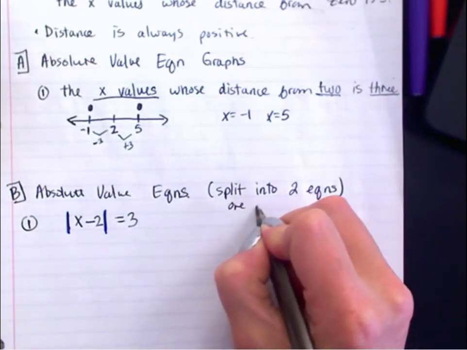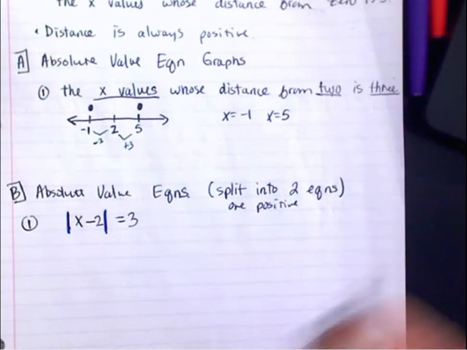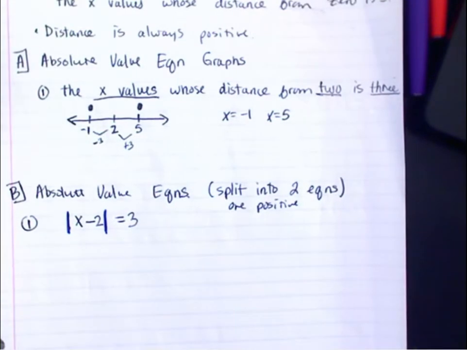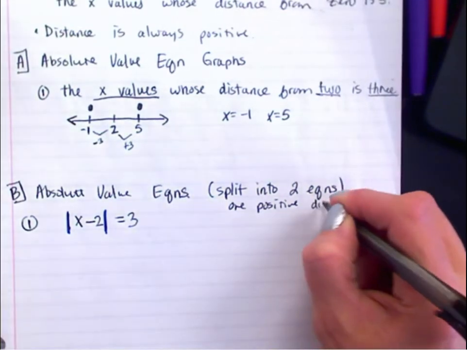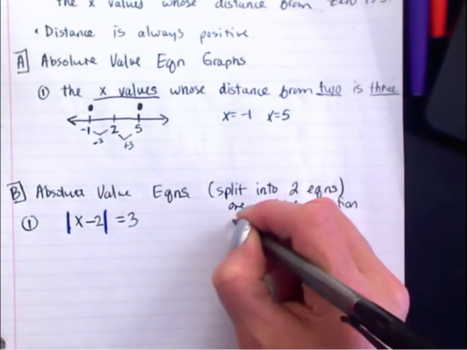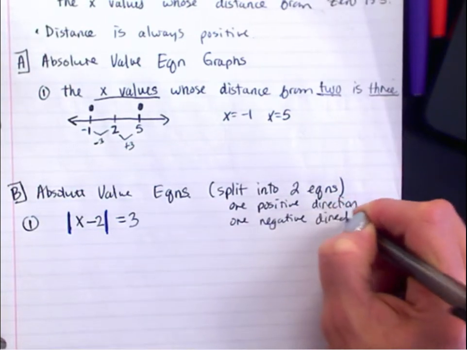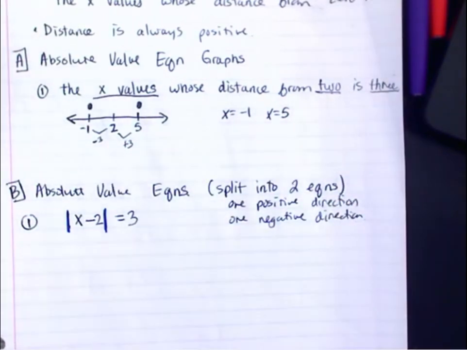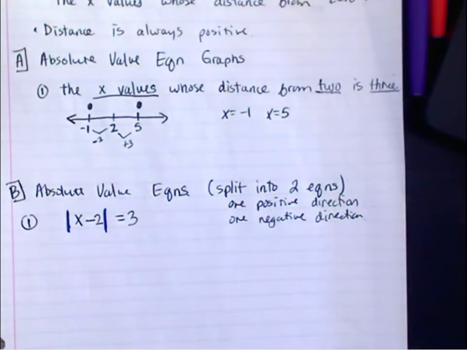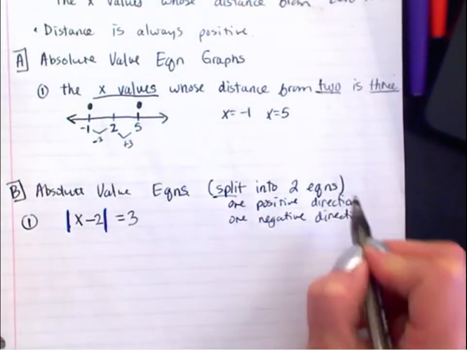One for the positive direction on the number line, one for the negative direction. Look at that number line up there. I had to add 3 to 2 and I had to minus 3 from 2 in order to get the 2 points that were solutions because the distance was 3. Distance has no direction, okay? So I have to consider both positive and negative. So you split this into two equations.